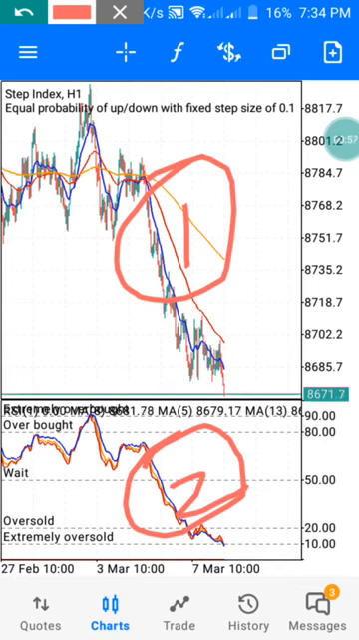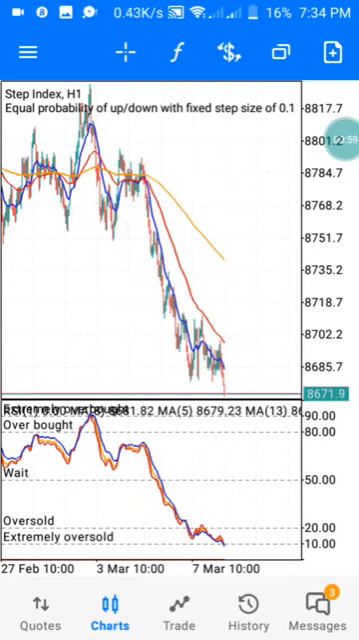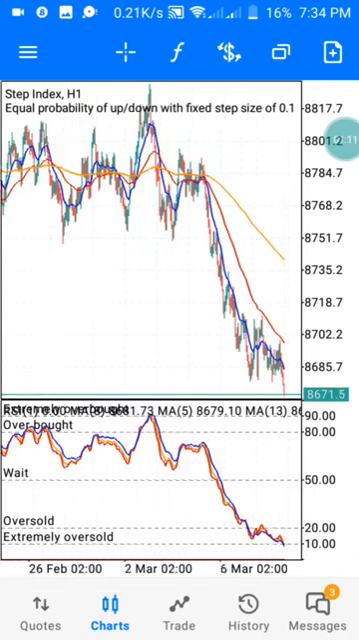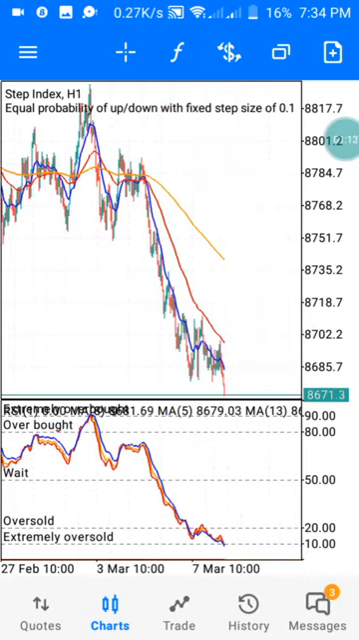So stay tuned with this video, because at the end of this video I'm going to share the settings of this indicator. Let me teach you how I make it possible for my own account. I trade this Step Index and I make above $200 with this strategy.